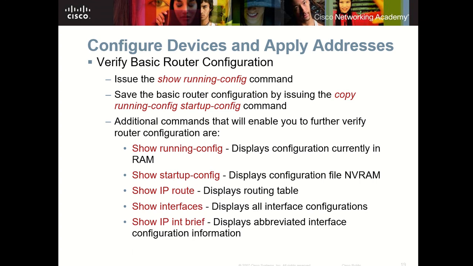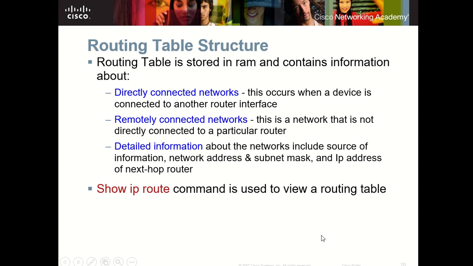These are the commands for verifying the router configuration. You can issue show running config. You can copy running config startup command. Show running config displays the configuration currently in RAM, startup config is the one in NVRAM. Show IP route displays our routing table. Show interfaces, you can see how many interfaces exist. Show IP int brief displays the abbreviated interface configuration information.